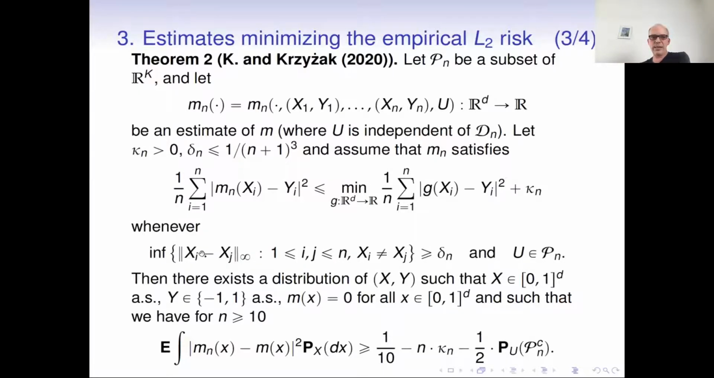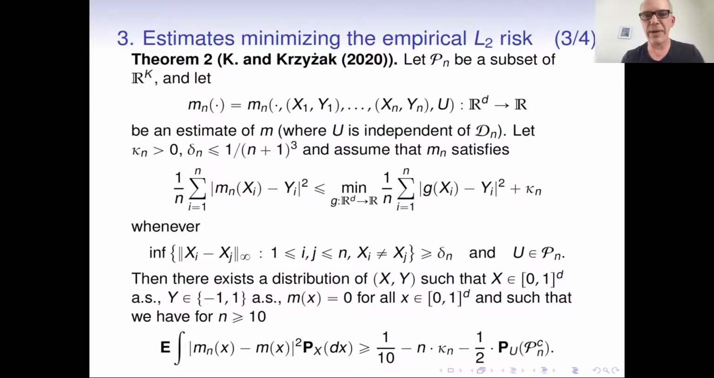Okay, and this should be true whenever the sup norm distance of the xi's, these x values, are separated by delta n. Delta n could be 1 over (n plus 1) to the power 3, and whenever u is in Pn. Then the claim is there exists a distribution of (x, y) such that x is in the unit cube, y is in {-1, 1} almost surely, the regression function is constant 0, and such that for n greater or equal to 10, the expected L2 error of your estimate is greater or equal to 1/10 minus n times kappa n minus 1/2 times the probability that u is not in Pn.